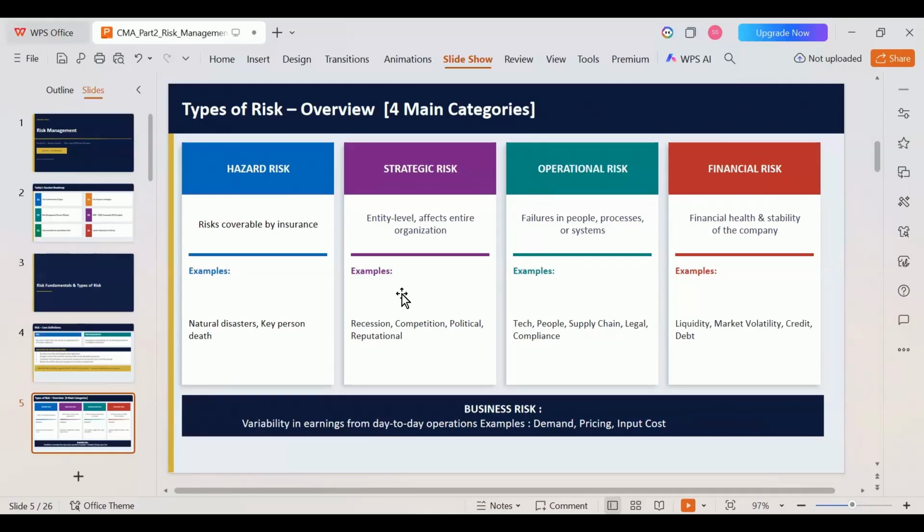The main forms of strategic risk, the first important one that we will be facing, is political risk. Then comes reputational risk, and risks due to competition and economic factors. All of them come under strategic risk. Then comes our operational risk. Operations, as the name itself says, are the risks that we face in our day-to-day operations. We define operational risks as failures in people, processes, or systems.